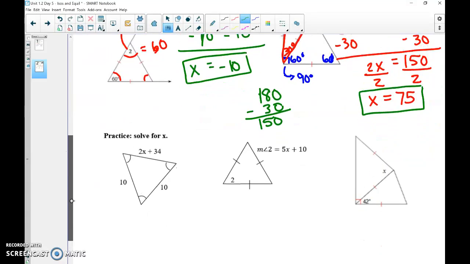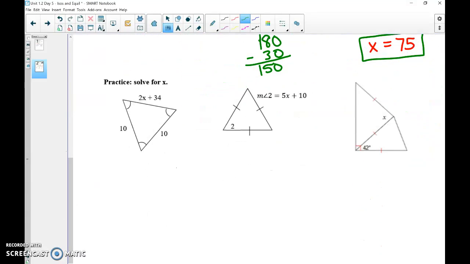Whenever you're ready, the last three problems at the bottom are your practice problems, your assignment. So please complete that and make sure you get it checked by one of the teachers so that you can get your homework checked off for the day.